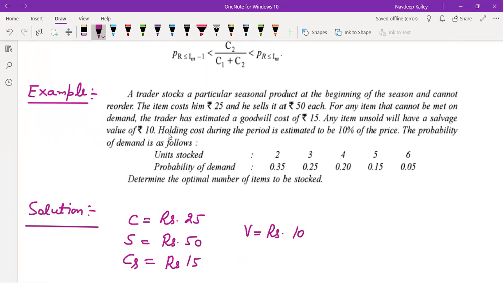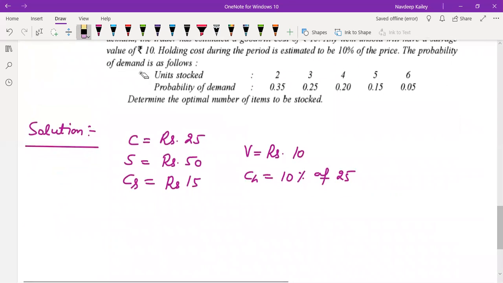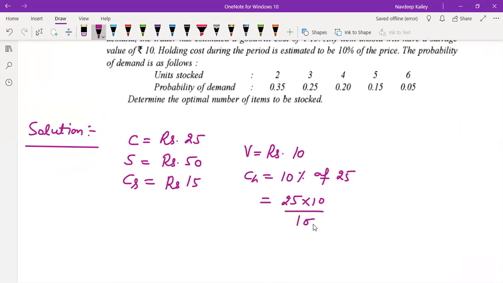And further, holding cost during the period is estimated to be 10% of the price. That means holding cost CH is 10% of price, that is 10% of 25. If we calculate it, this becomes 25 into 10 by 100, that is rupees 2.50.